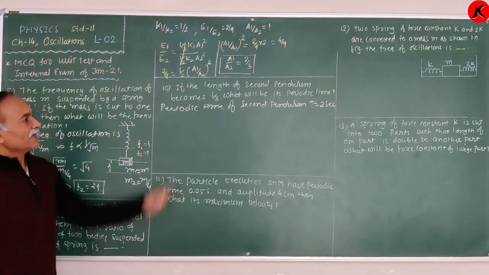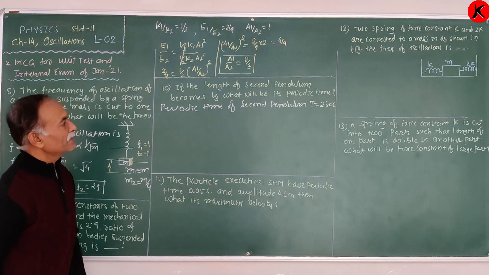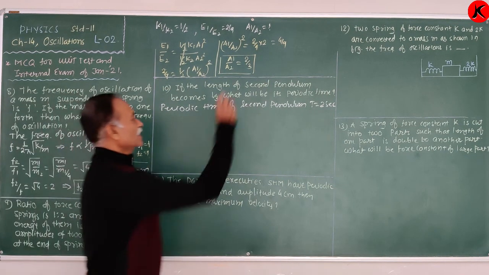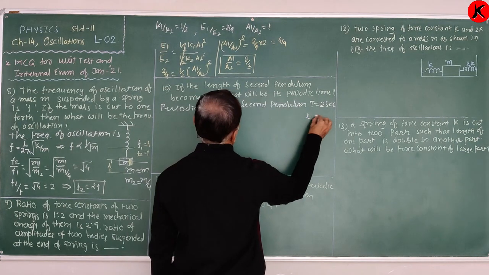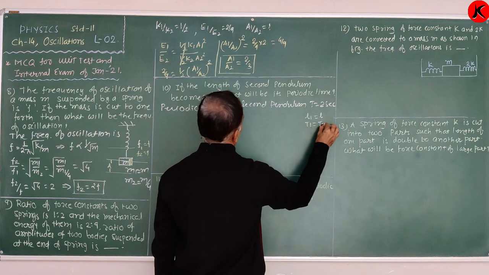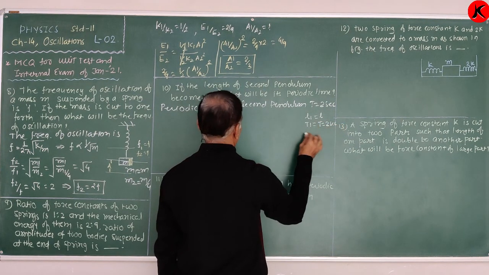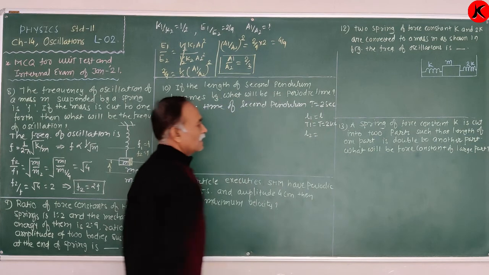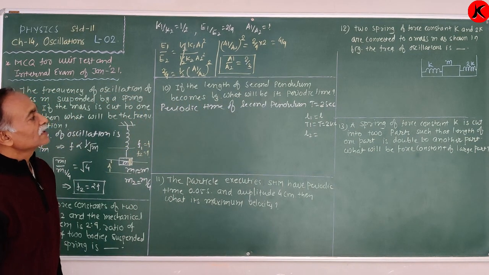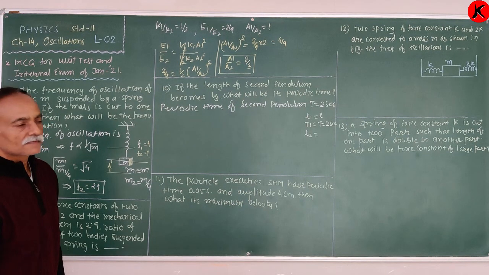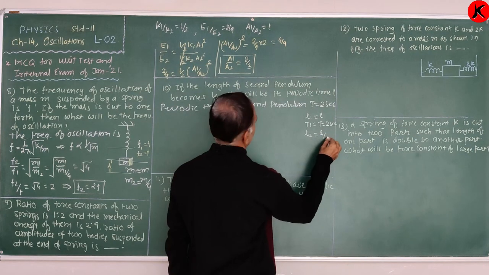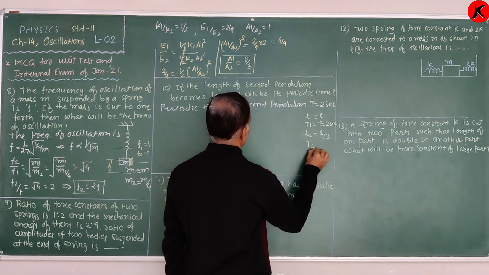If the length of a second pendulum becomes 1/3, what will be its periodic time? Initial length L1 is equal to L. At that time, the periodic time T1 is equal to T, which is 2 seconds. Now L2 is equal to 1/3 of initial, that means L/3. We have to find out the periodic time.